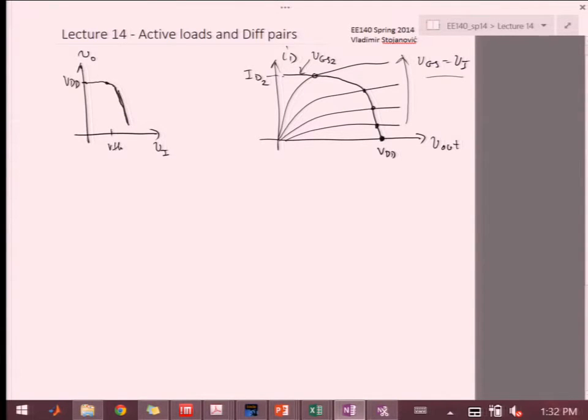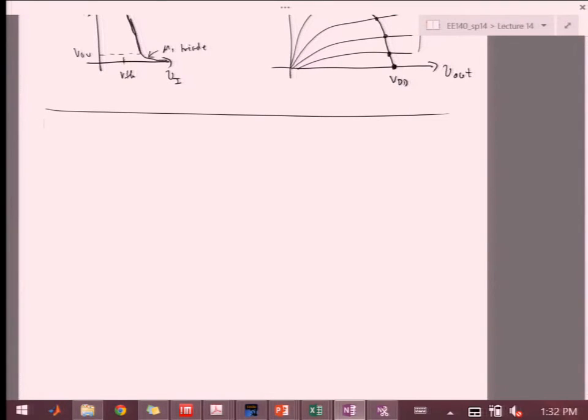And then I'm going down, going along these curves until I hit the VOV point, when my other device, meaning M1, goes into triode region. Okay, so this is sort of a quick run through the active loads.